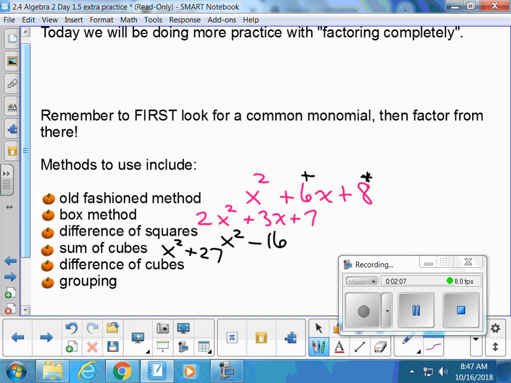Difference of cubes. Oh, that should be a cube. I'm sorry. It should have been an x cubed. Nobody mentioned anything. Difference of perfect cubes would be two perfect cubes with a minus sign in the middle. Let's go with 216. And then grouping is used anytime you have four terms. It's the only method you can use if you're trying to factor down four terms.